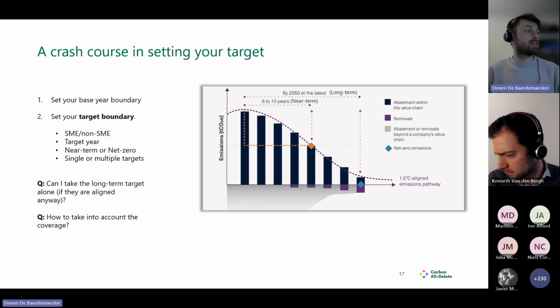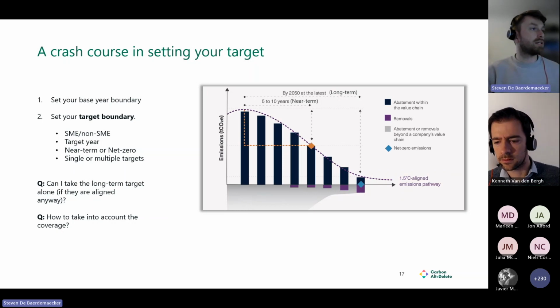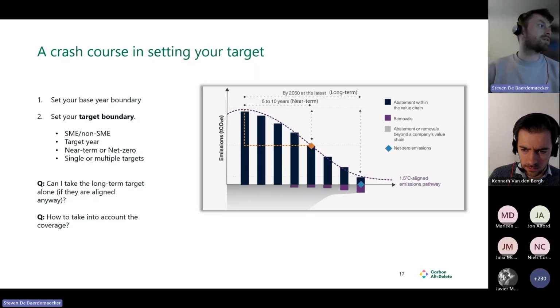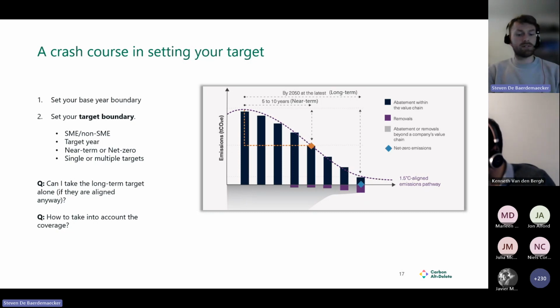First question, an important question, I think, that could become or is already a frequently asked question. Can I take the long-term target alone? The answer is no. So it's always first tackling the near-term target, and then we go to net zero.